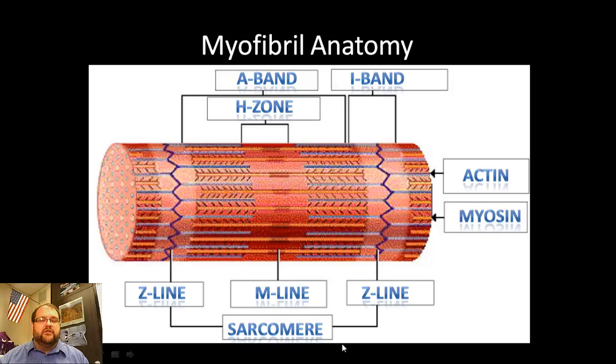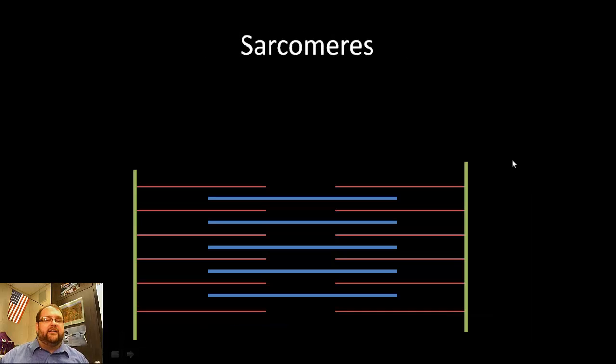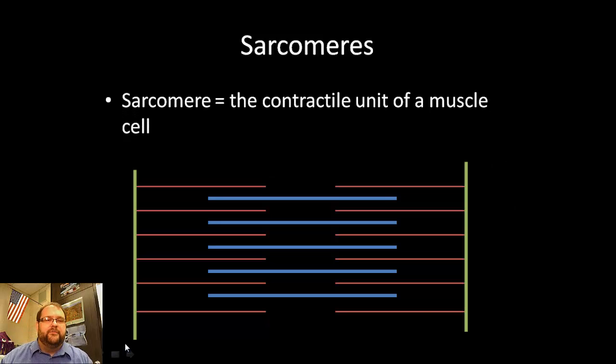Now, I want to look more at this sarcomere, and I want to look at what happens to sarcomeres when they contract. So if I take a look here, I drew this out, and this is a sarcomere. So a very simple sarcomere that we'll talk about. And essentially, sarcomeres are just the contractile unit of a muscle cell. It's these parts of the muscle cell that are what's going to shrink or contract or get smaller.